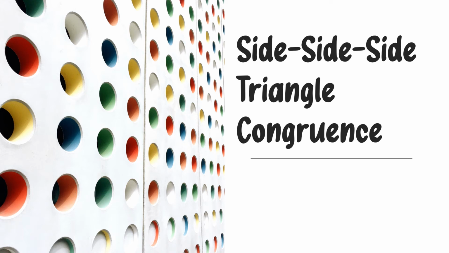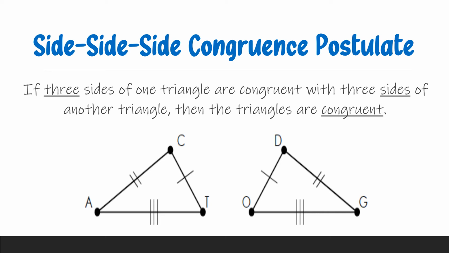In the next several videos, we're going to look at how to prove that triangles are congruent without having to prove that all three pairs of corresponding sides and all three pairs of corresponding angles are congruent. There are several shortcuts. The first we're going to look at is the side-side-side triangle congruence. And what it says is if you know that three sides of one triangle are congruent with three sides of another triangle, then the triangles have to be congruent.